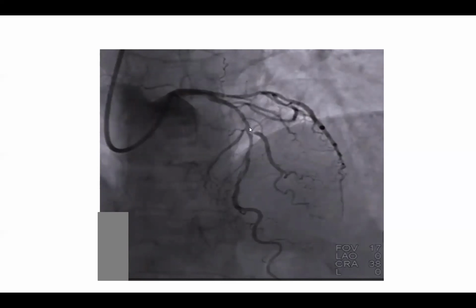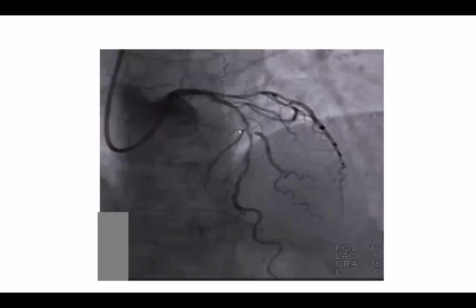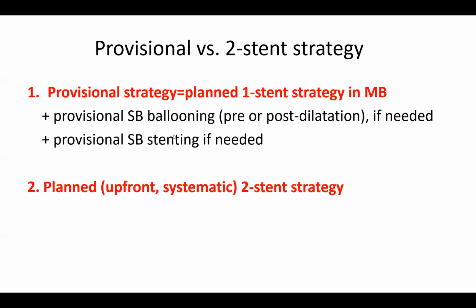Okay, so we do provisional ballooning of that side branch, and if needed, if provisional ballooning doesn't give you the result you want, you do provisional stenting of that side branch after main branch stenting. So this is what we call the provisional strategy. Planned one stent in the main branch with, if needed, ballooning or stenting of the side branch. Then you have the planned two-stent strategy, where you plan upfront to stent both, often starting with the side branch stenting, then main branch stenting.